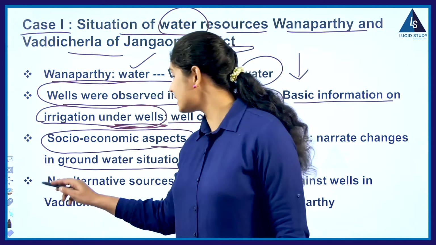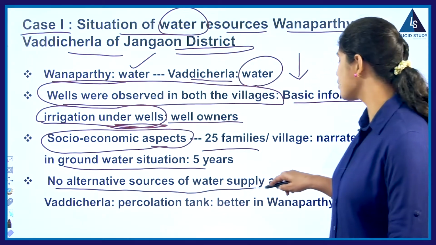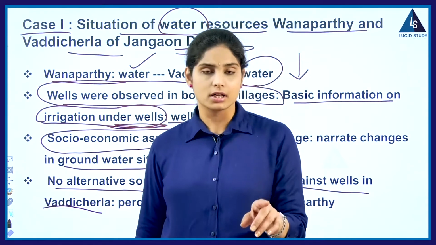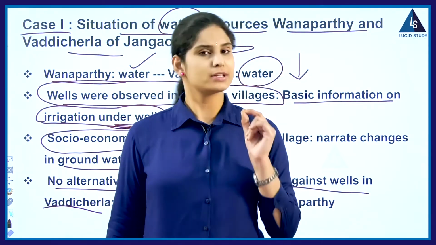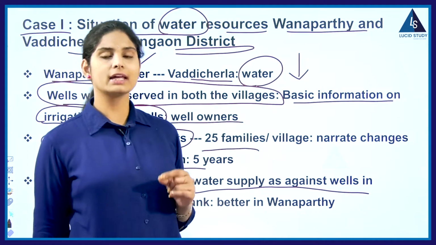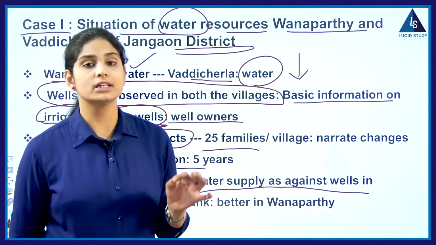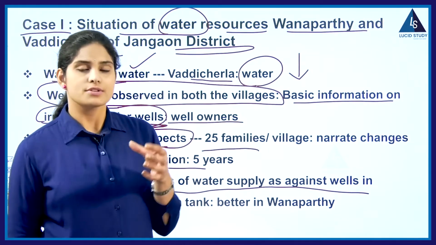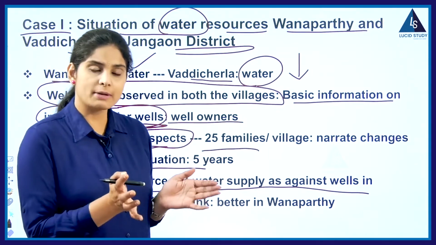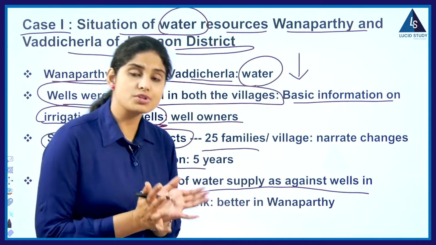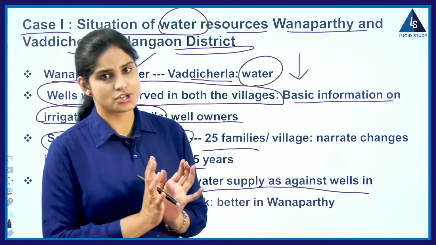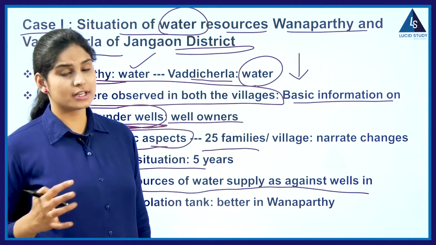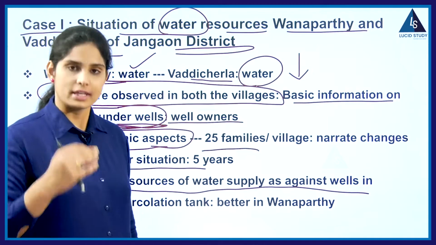Later it was mentioned that no alternative sources of water supply other than wells were found in Vadicherla, but percolation tanks were there. What is a percolation tank? These are earthen dam-like structures which overflow the water. In the textbook picture we see that water is stored in these percolation tanks for the process of irrigation.